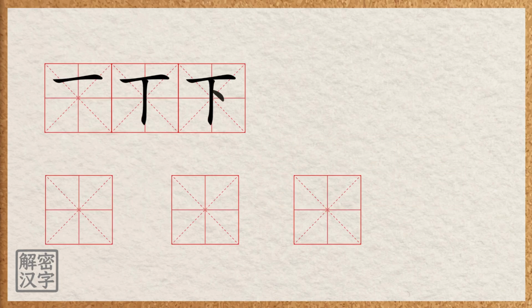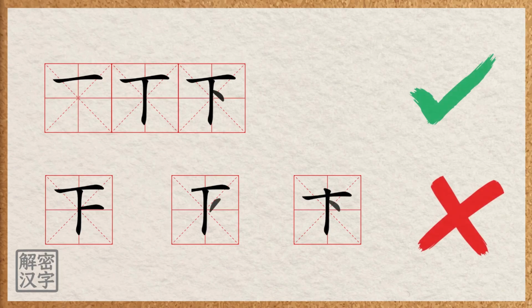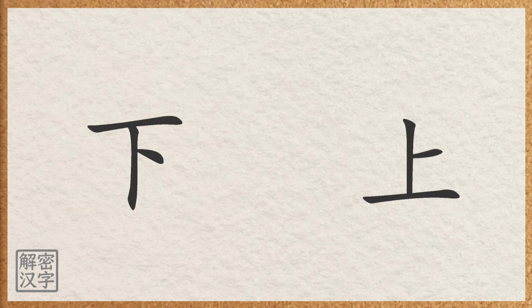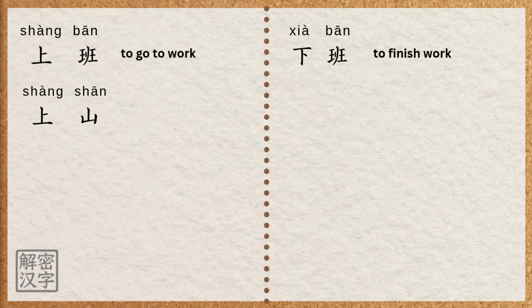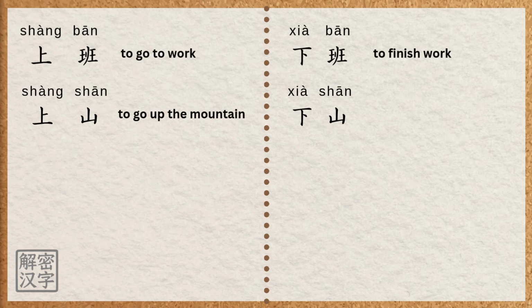Keep these key points in mind and make sure yours doesn't look like any of these incorrect examples. Many words that use xia can be turned into their opposite meanings simply by replacing sheng with xia. For example, 上班 means to go to work. 下班 means to finish work. 上山 means to go up the mountain. 下山 means to go down the mountain.